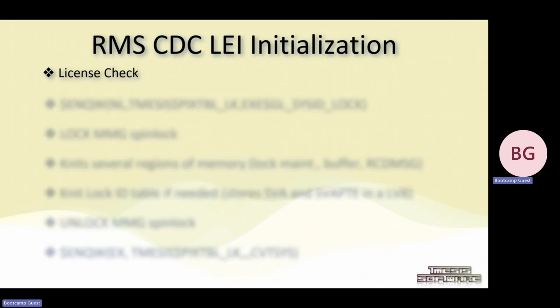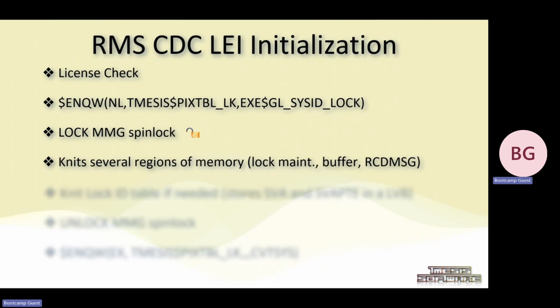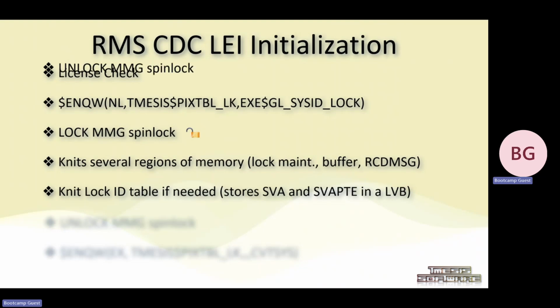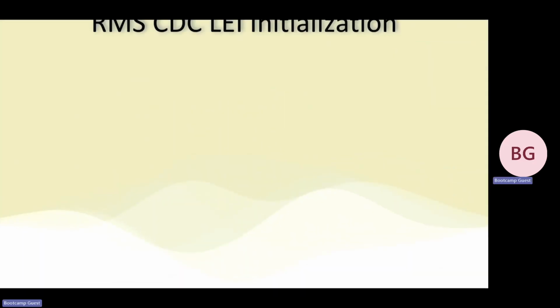Okay, so during the initialization of this loadable executive image, it does a license check and creates the locks. Then it inits all this special memory for things like lock maintenance, the buffers, and the messages that are used to send data down to the process. That lock ID table I talked about is created up there. SVAs don't exist anymore. The x86 includes the PIX table lock to secure that.